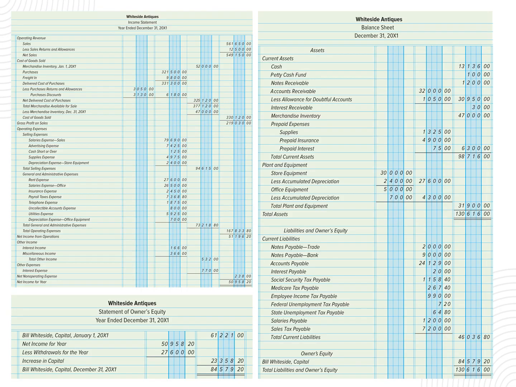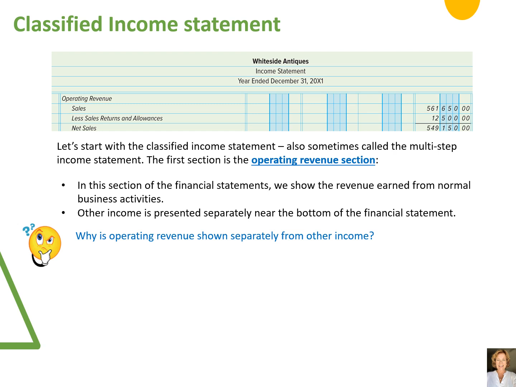Classified financial statements are financial statements that group similar accounts together within those statements. This makes it easier to understand the financial statements and to calculate financial ratios. Let's go through each statement step by step. Let's start with the classified income statement, also sometimes called the multi-step income statement.